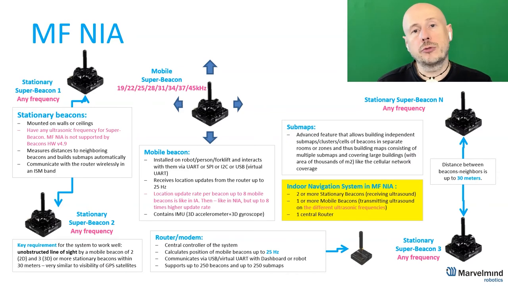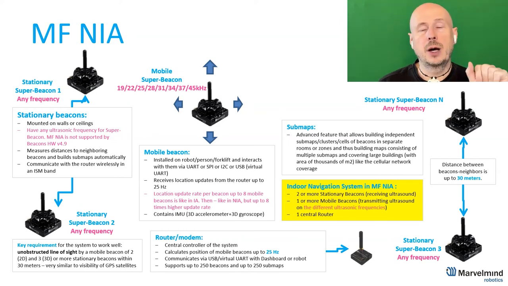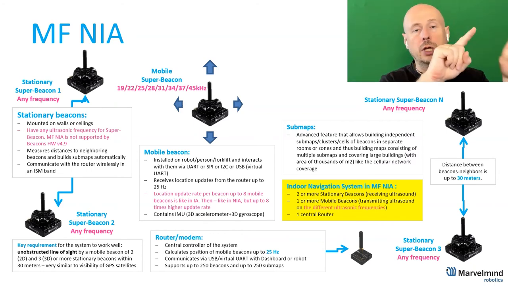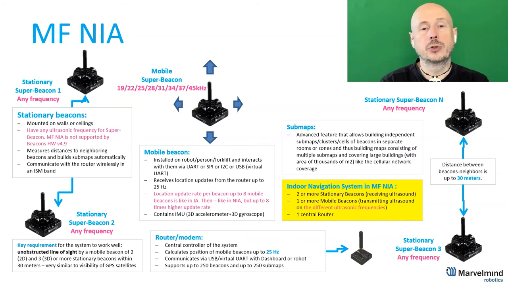For example, if you have one mobile beacon at, say, 25 kilohertz, in non-inverse architecture and in multi-frequency non-inverse architecture, there's no difference. It's the same non-inverse architecture. But when you have more than one mobile beacon, then in non-inverse architecture, both must be on 25 kilohertz. And the drawback is that you can serve only one mobile beacon at a time in non-inverse architecture, because 1, 2, 1, 2, they must jump in time slots.